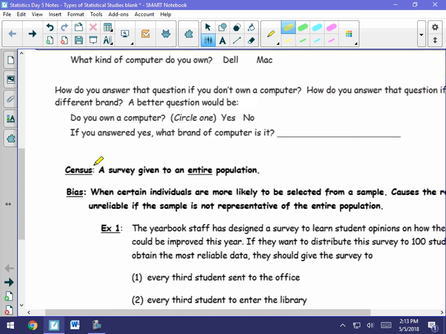Okay, a census is a survey given to an entire population. You may have heard the term census. They do the census in the United States every 10 years, when they go around basically to everyone's house and try to count up everybody that lives in the country. So that's the census. And again, the idea is it's the entire population when that keyword census is there.